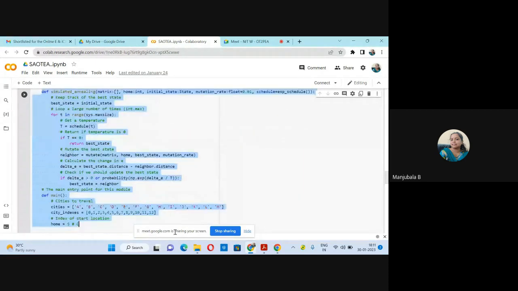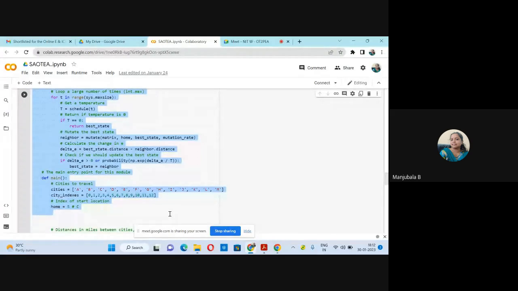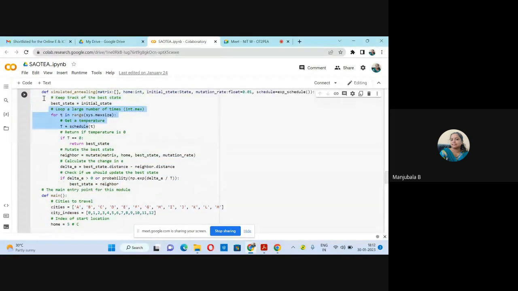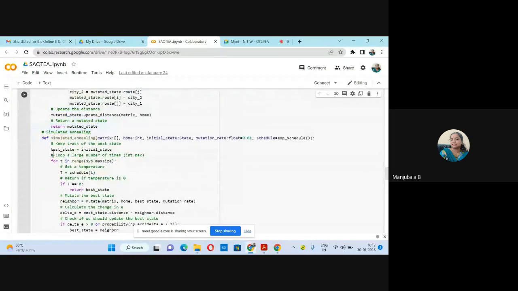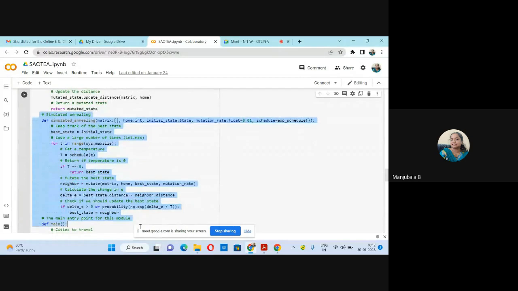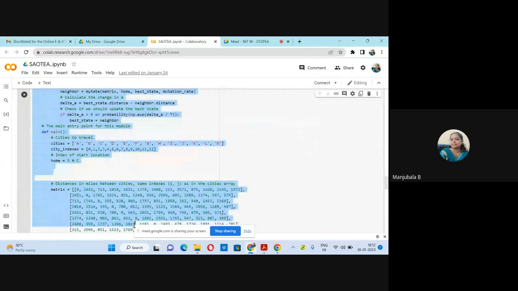So in this program, the traveling salesperson problem is solved by using 4 different techniques, right? Random distance, random weightage, right? And it is compared with the simulated annealing algorithm. And it has been observed that the simulated annealing algorithm is able to provide a good result for the traveling salesperson.